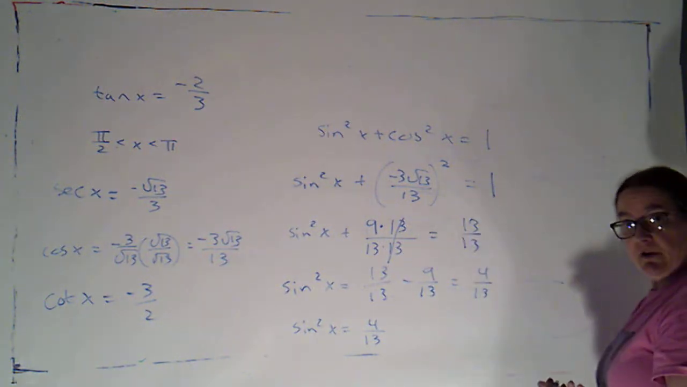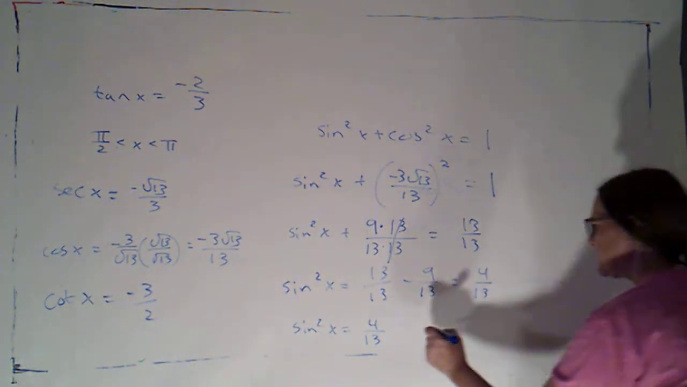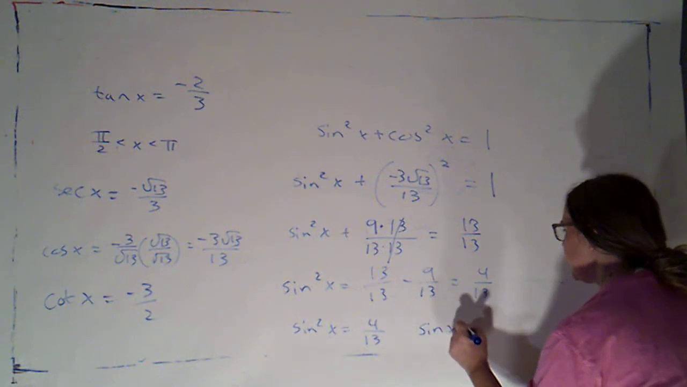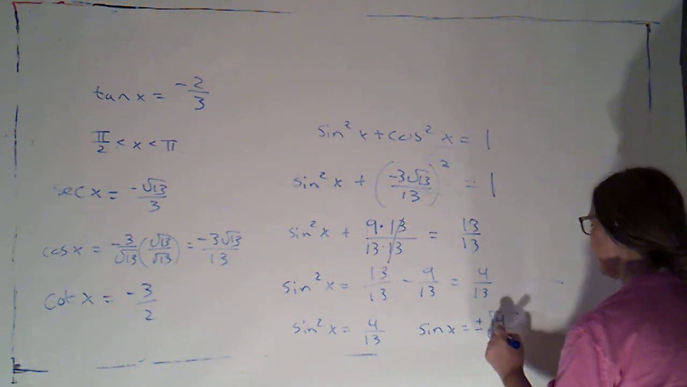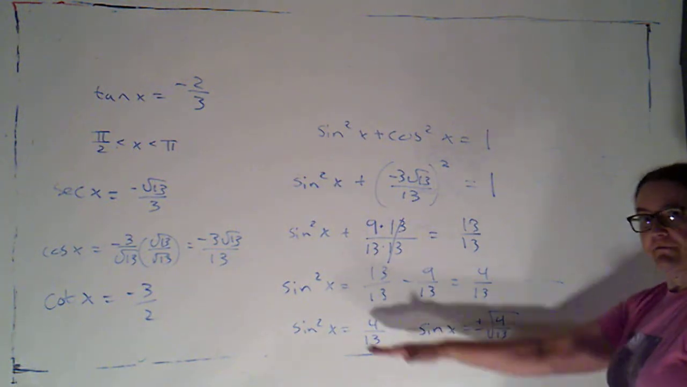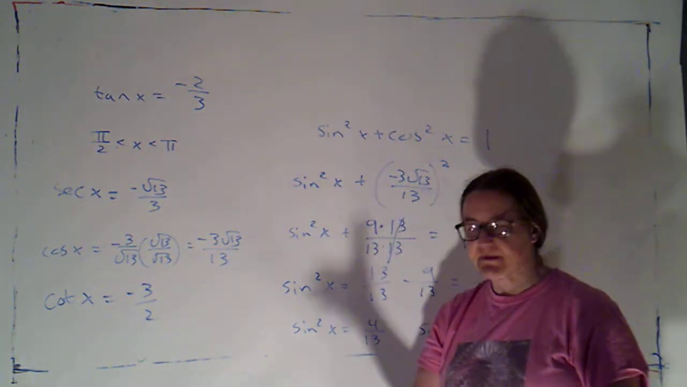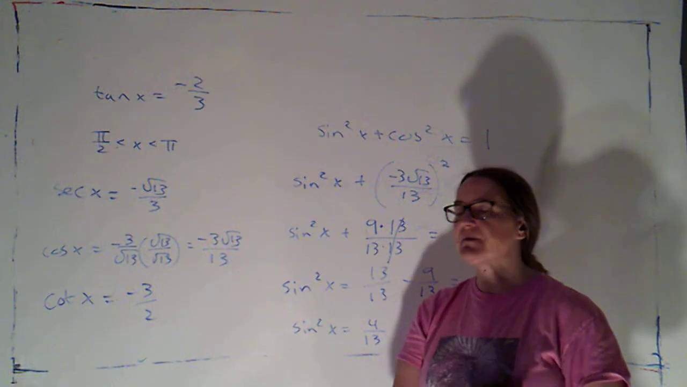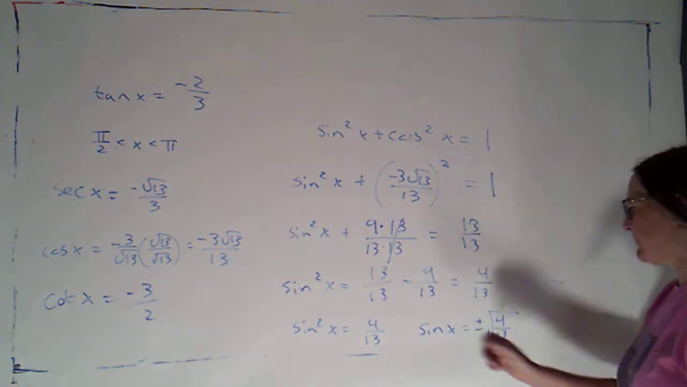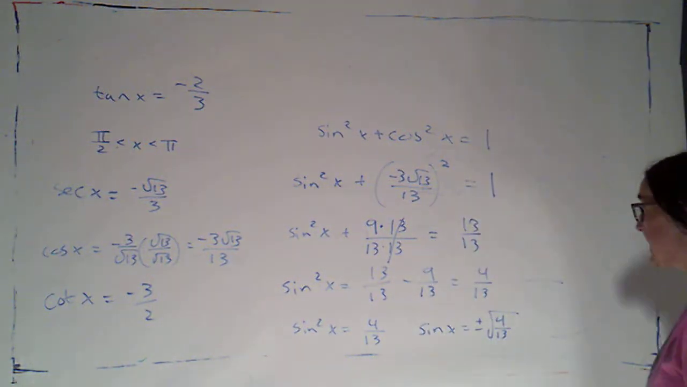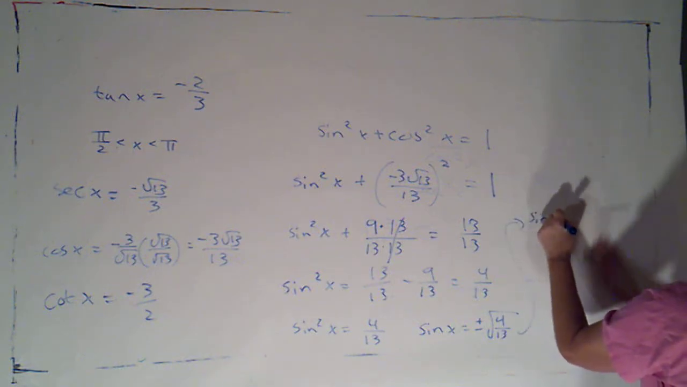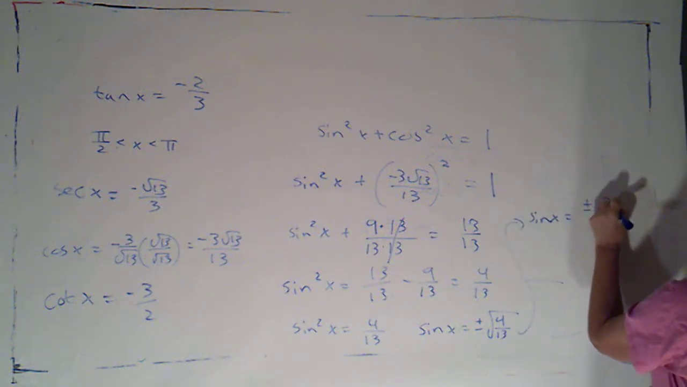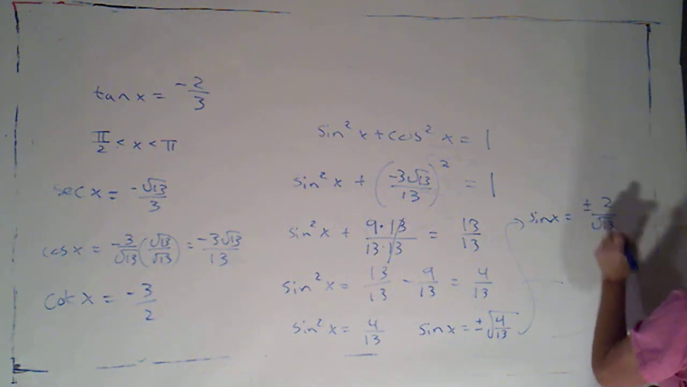Can take the square root of both sides. If I want to, I can jump right to sine of x is plus or minus the square root of 4/13. If you feel more comfortable writing out the absolute value and showing those steps, that's totally fine. If you feel comfortable going here, that's fine. Okay. All right. So that's going to be sine of x equals plus or minus square root of 4 is 2 over root 13.